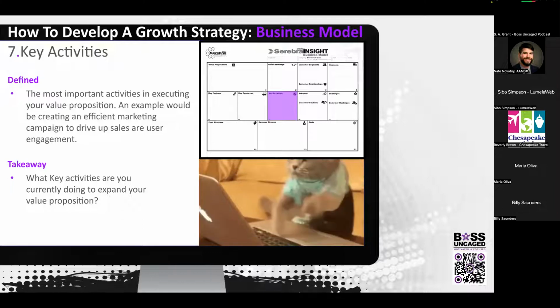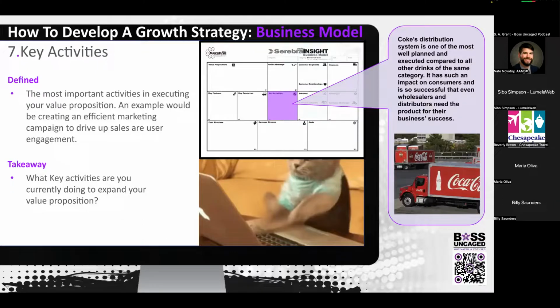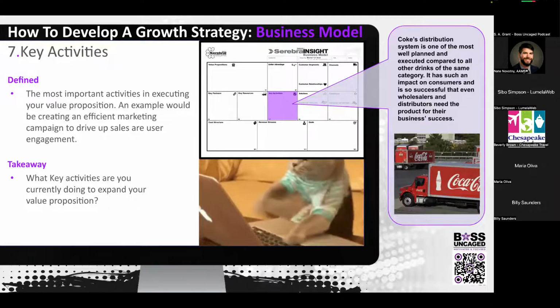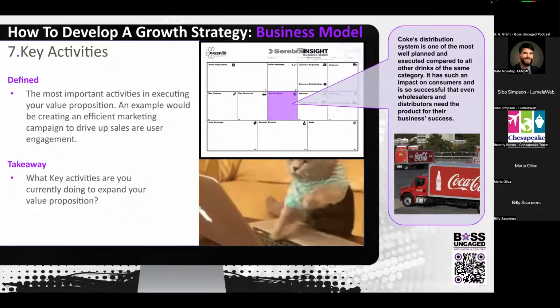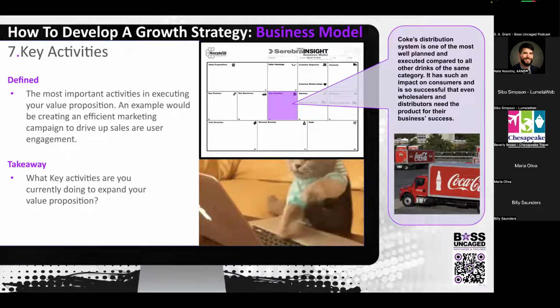So in Coke's example, a key activity for Coke would be their distribution. And Coke is a worldwide distributor. And obviously, if their distribution channel were to break, Coke wouldn't exist. A key takeaway from that one, I want you guys to think about, what key activities are you doing right now to help expand your value proposition?